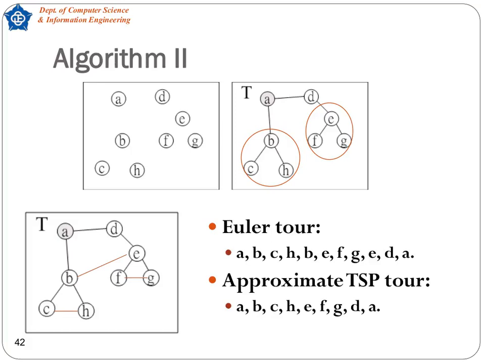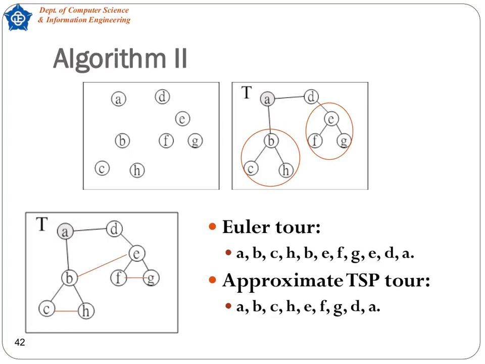Building on that, here's a concrete example with 8 points labeled A through H. To the right, you see the minimum spanning tree over those points, with 2 subtrees highlighted, one rooted at B and the other at E. Below, we've doubled every edge of the tree and drawn an Euler tour that starts and ends at A, visiting each edge exactly once. That tour produces the sequence A, B, C, H, B, E, F, G, E, D, A.